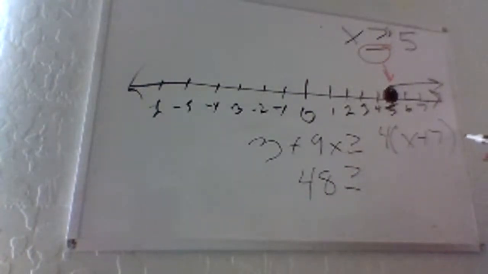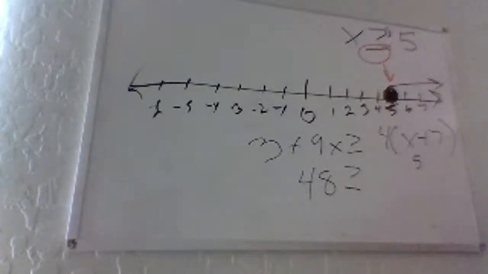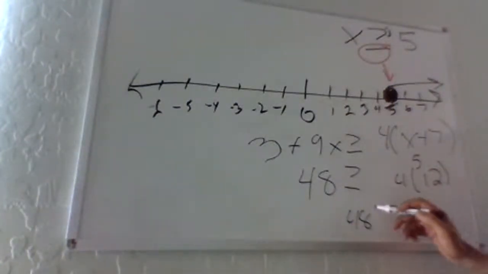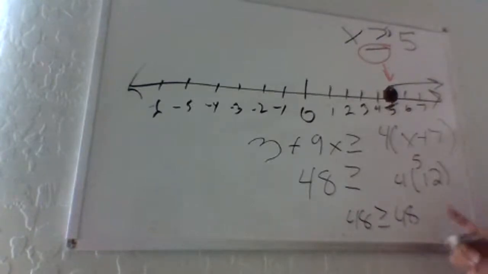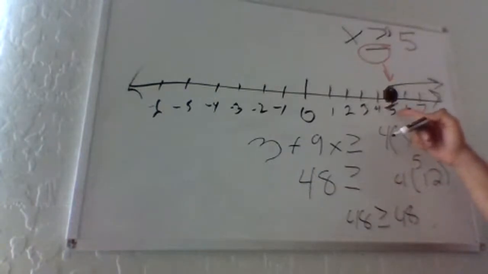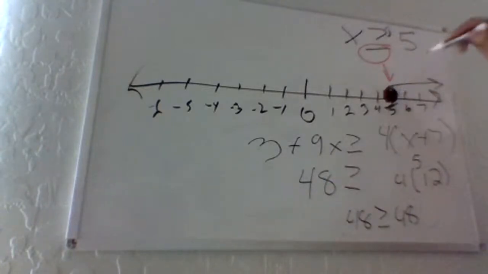So we said the answer was 5, right? Or the solution. So what happens if I plug 5 in here? What would my answer be? So the 5 plus 7 is 12. 12 times 4 is 48. So is it true? Yes. Correct. So at a bare minimum, 5 will make this true. That's why we circle. That's why we have to have it filled in. It is the right answer. Now, to continue to make it a true statement, the number has to be bigger than 5.